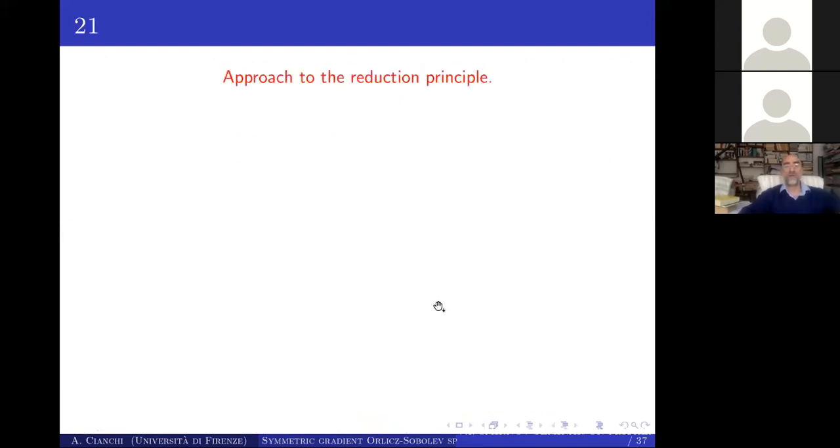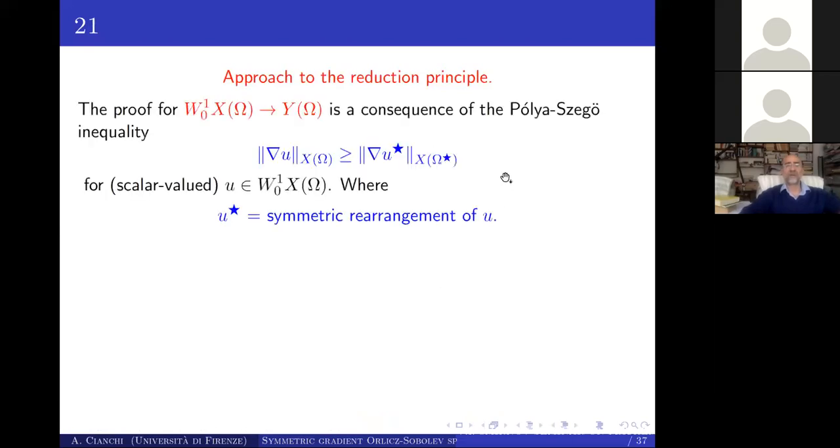Now, how to prove the reduction principle? This is another story. Let me start with the case of W^{1,X}_0, so functions with gradient in X that vanish at the boundary. For these spaces, this reduction principle is rather easy, because it follows from what is called the Pólya–Szegő inequality, which tells that any norm of this kind of the gradient does not increase if u is replaced by the symmetric rearrangement of u.